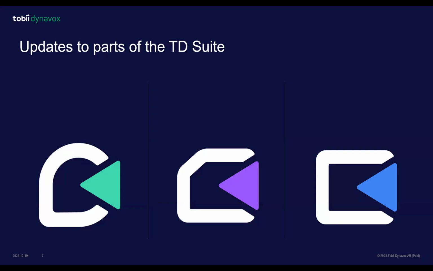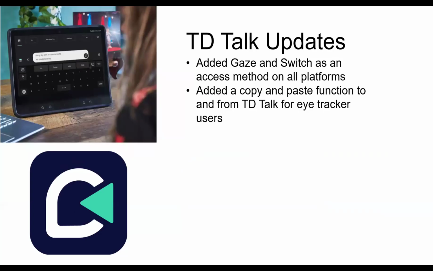Thanks, Maria. If you're using elements within our Tobii Dynavox suite, which tends to be for literate users, perhaps with progressive conditions, such as TD Browse, TD Phone, or TD Talk, it's worth highlighting that there were a couple of updates to these packages released on Tuesday. Maria's planning to do a session on the TD Suite and these updates in January, so I won't spend too much time on them. But some of the features include adding gaze and switch as an access method across the packages, and adding copy and paste function to and from TD Talk for eye tracker users.